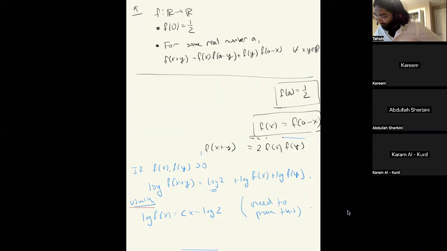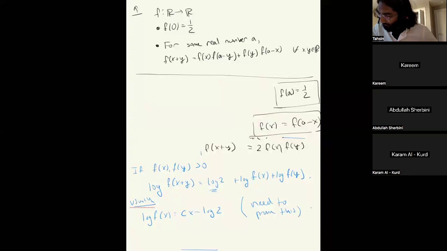So I guess why am I writing this? Still you need to prove something, but at least you can check what c has to be. What should c be by plugging into something else? For example, I think you can put it into the second one we have, right? So if you look at this relation, what does it tell us?